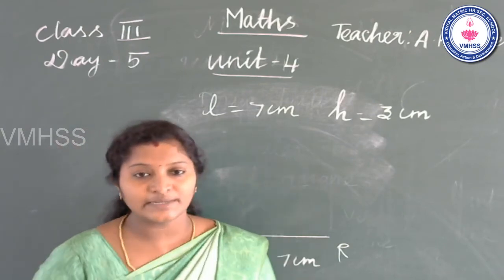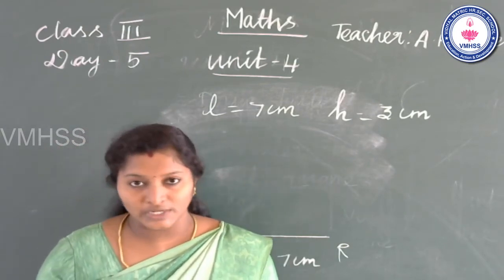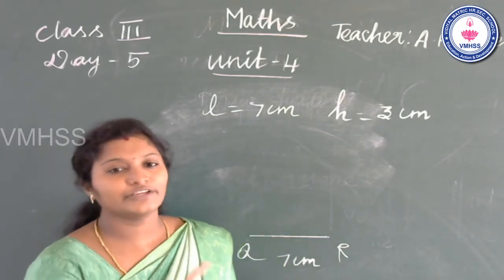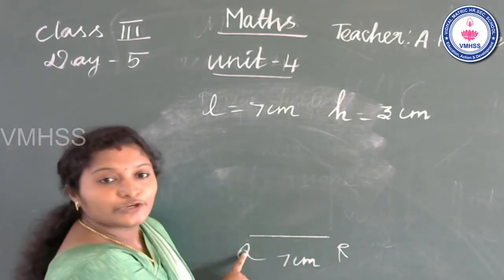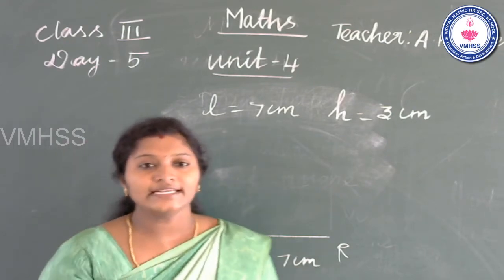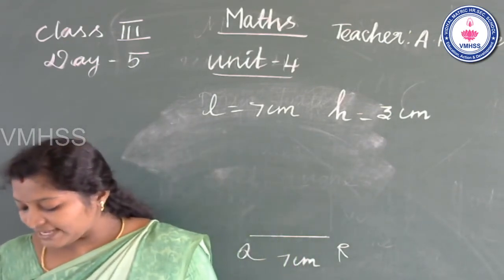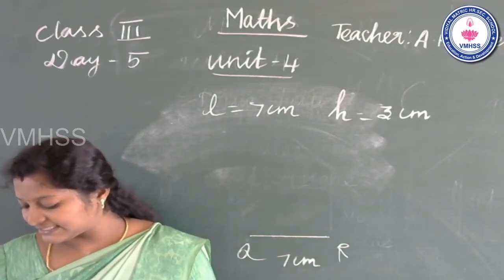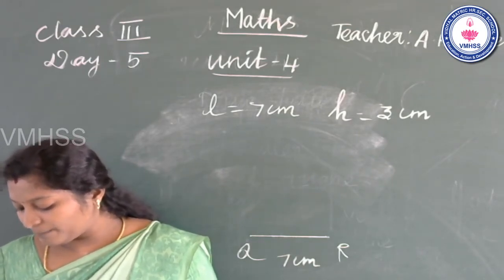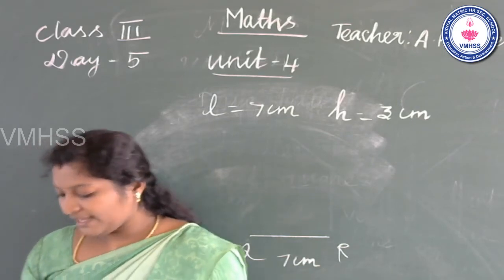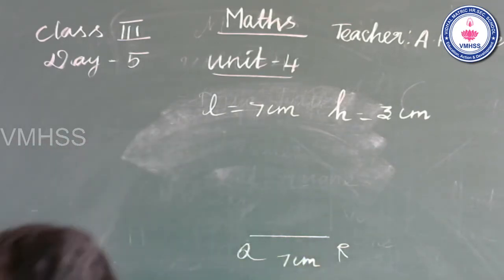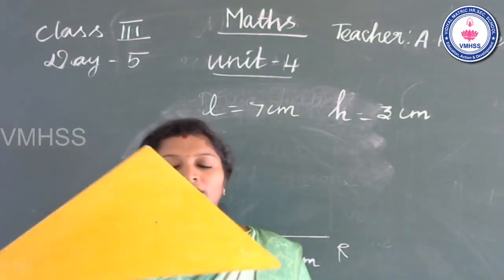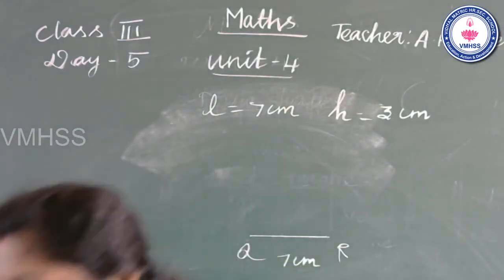So what is the first step? Using a ruler, draw a horizontal line of 7 centimeter. Mark Q and R. What is the next step? Place a set square at Q. Draw a vertical segment of 3 centimeter. Mark point B. So take a set square. This one is the set square. Point out the 3 centimeter.